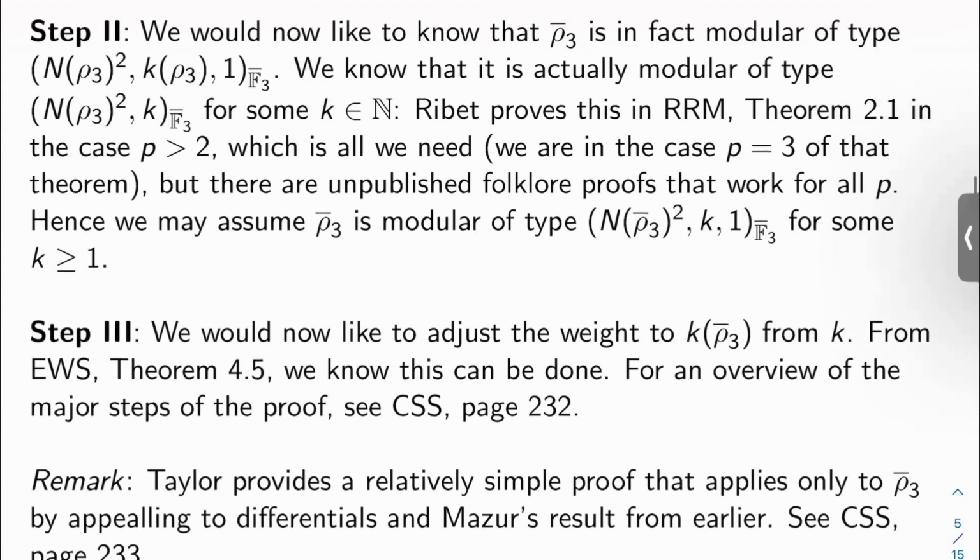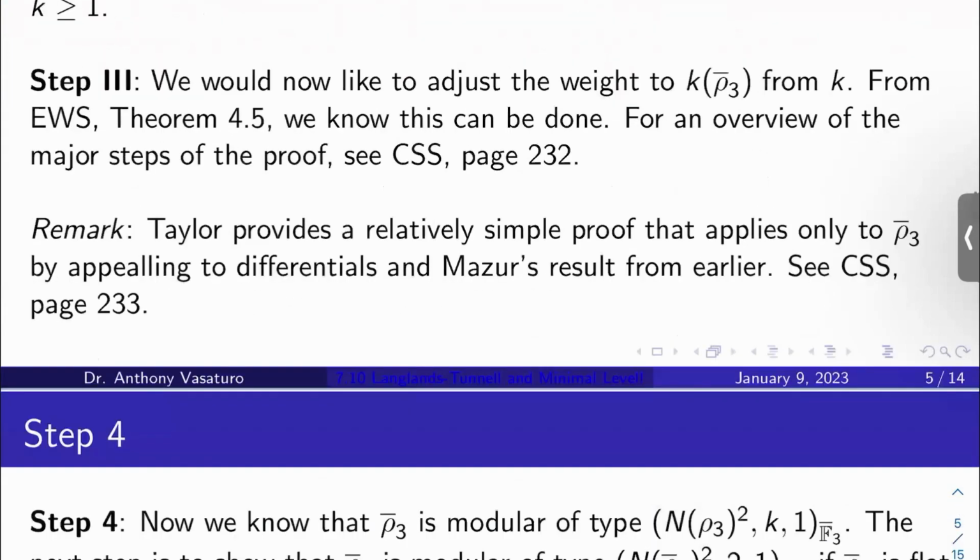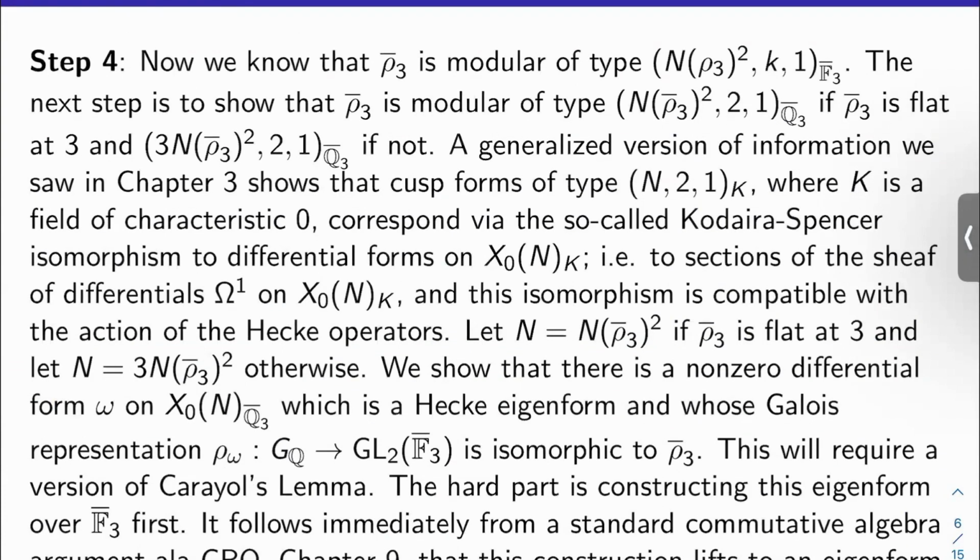And Taylor gives a relatively simple proof on page 233 of CSS that only applies to rho bar 3 by appealing to differentials and Mazur's results, Mazur's part of Ribet's theorem from a couple of videos ago. Okay, so we won't go through any of that, but step 4 is where most of the work goes. Now I know that rho bar 3 is modular of type N of rho 3 squared, comma the k from Serre's conjecture, trivial character over F bar 3.